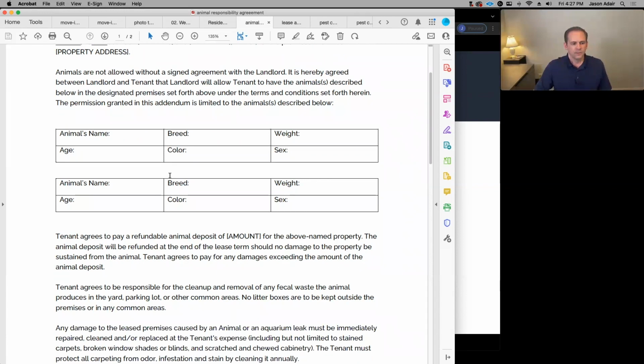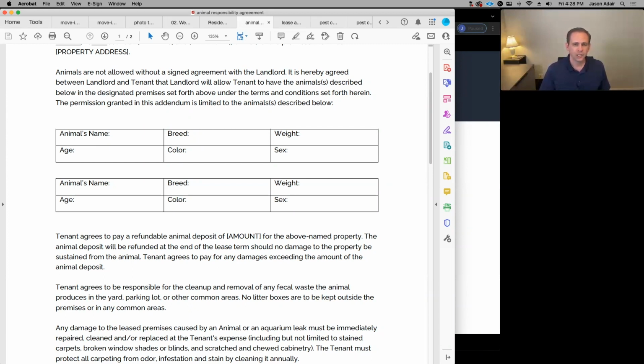The next section is really talking about the identification of the animal. So: the animal's name, the breed, the weight, the age, the color, the sex. You could even require an identification picture of the animal if you would like. And what this does is make it very easy to identify.